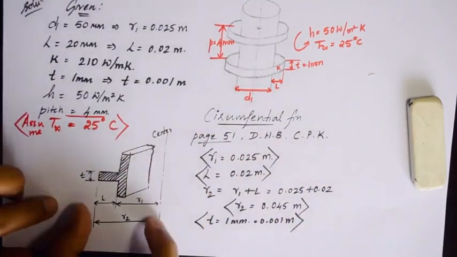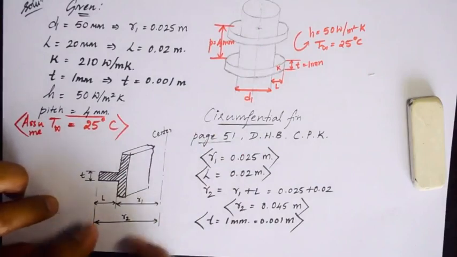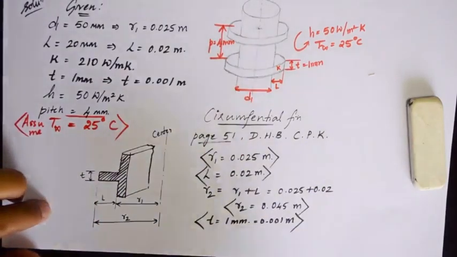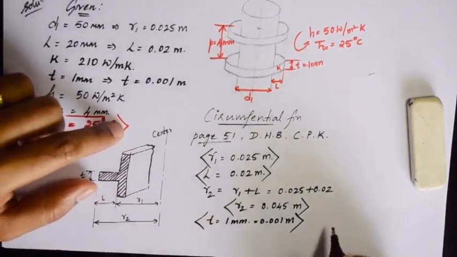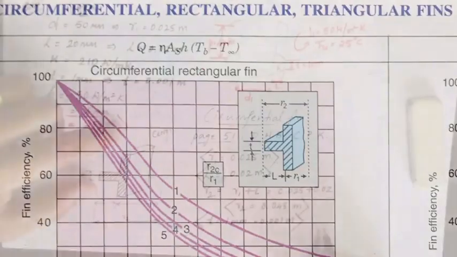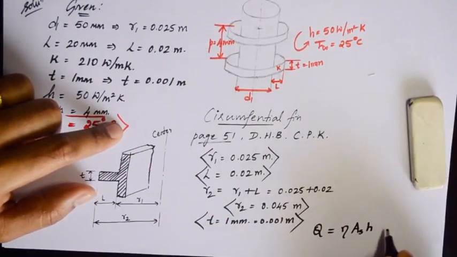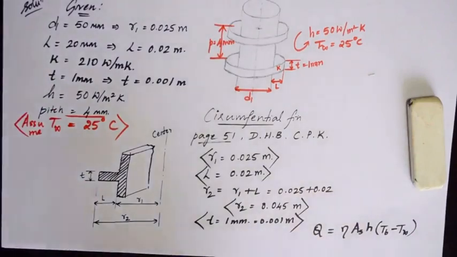Now with this known data from the reference diagram, we'll look into the graph, because from the graph only we'll be able to get the fin efficiency directly. Once we get the fin efficiency, we can find the heat flow also. On the top of the page in the same book, you find the formula for Q, which is given by efficiency into surface area into h into T_b minus T infinity. So using the graph we'll find the efficiency, and then the surface area can be calculated. h is given, these two temperatures are given, so we can find the heat flow.